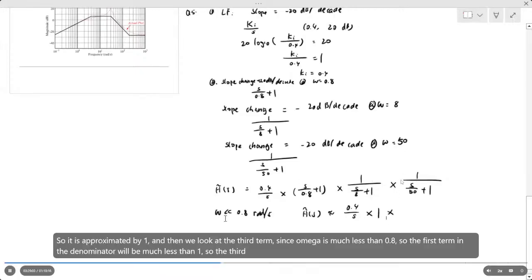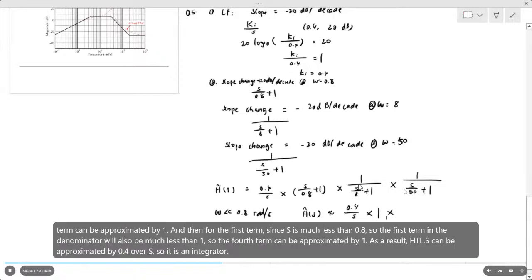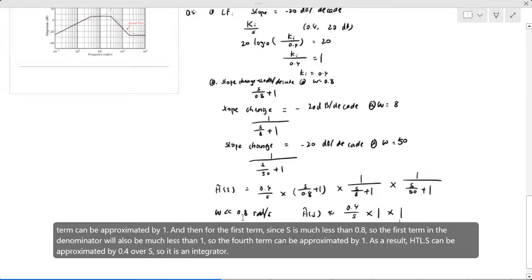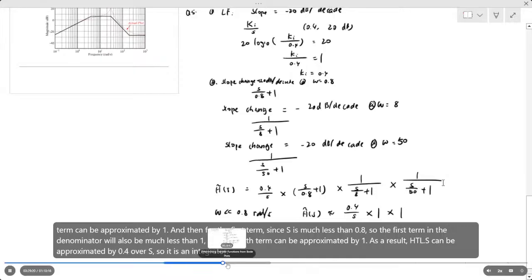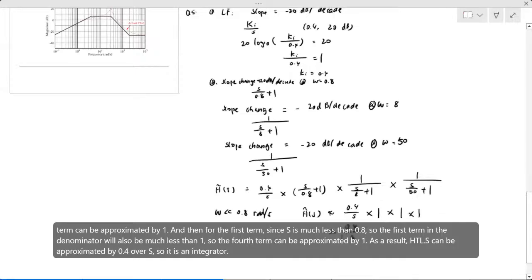And then we look at the third term, since omega is much less than 0.8, the first term in the denominator will be much less than 1, so the third term can be approximated by 1. And for the fourth term, since S is much less than 0.8, the first term in the denominator will also be much less than 1, so the fourth term can be approximated by 1. As a result, HTL.S can be approximated by 0.4 over S, so it is an integrator.